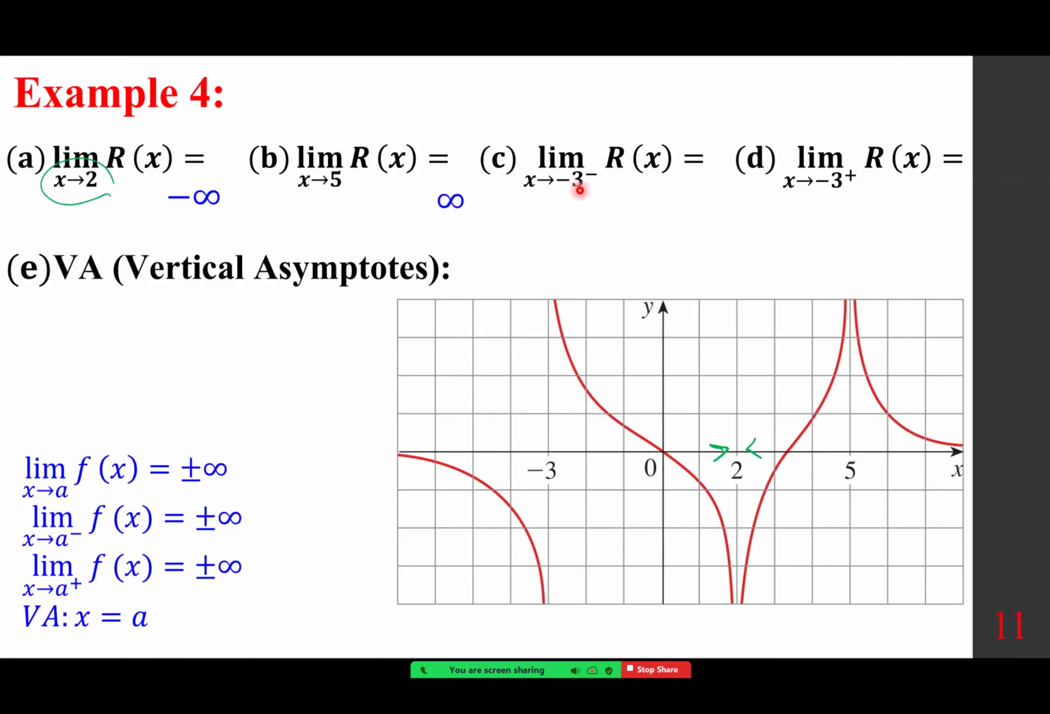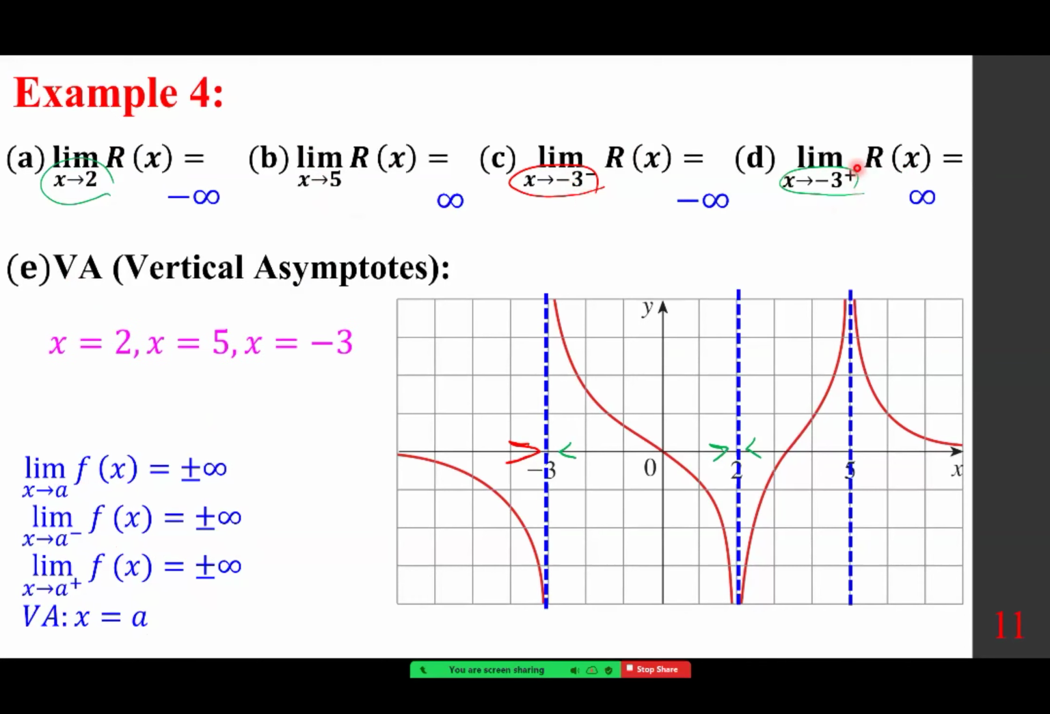Now, negative 3 from the left of it, it's going down to negative infinity. From the right of it goes up to positive infinity. And therefore, according to these limits and this definition of a VA, this one says x equals 2, this one says x equals 5. This one says x equals negative 3, and this one says the same thing, x equals negative 3. Those are the vertical asymptotes.